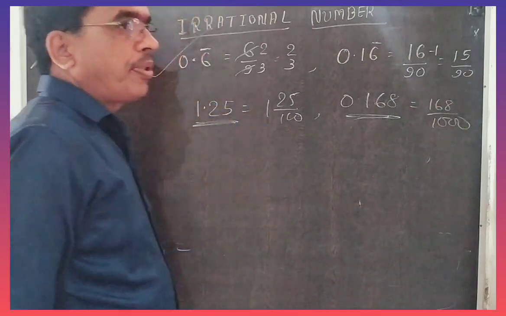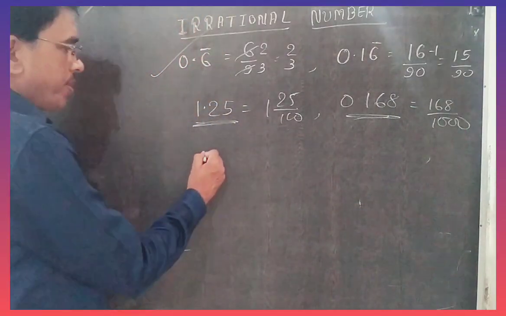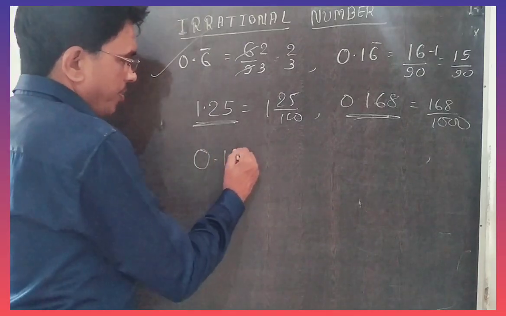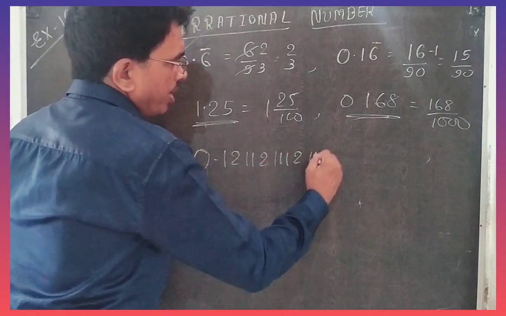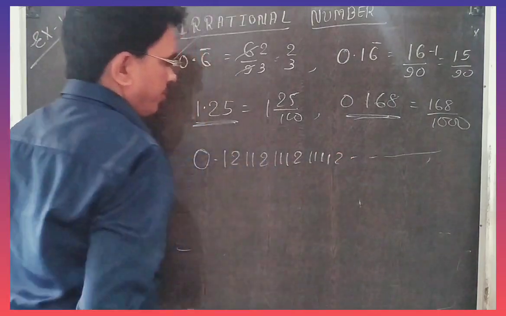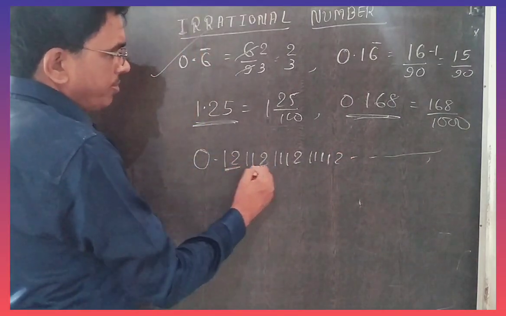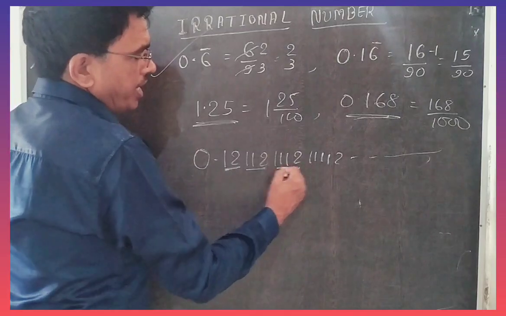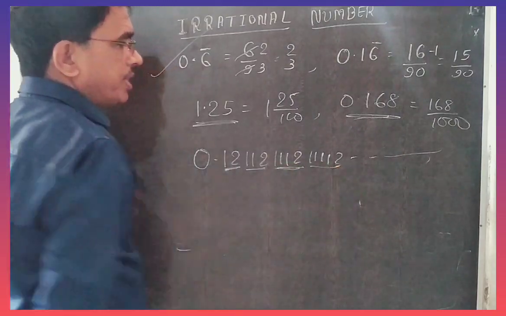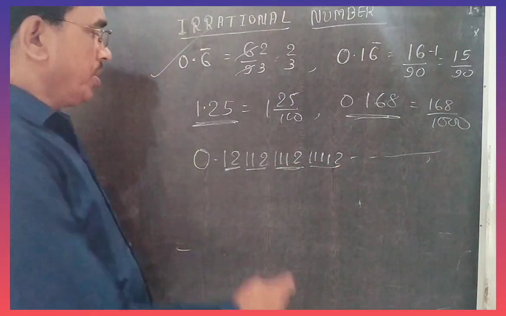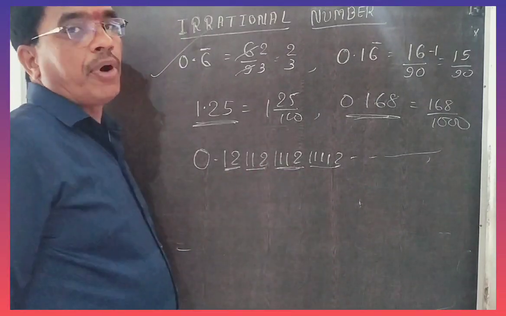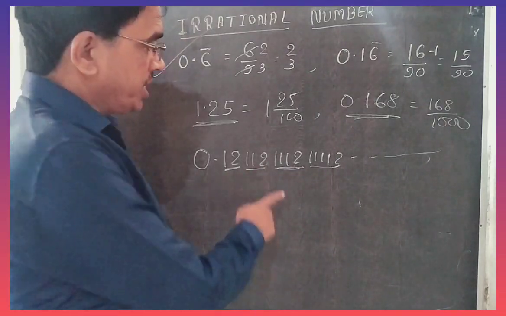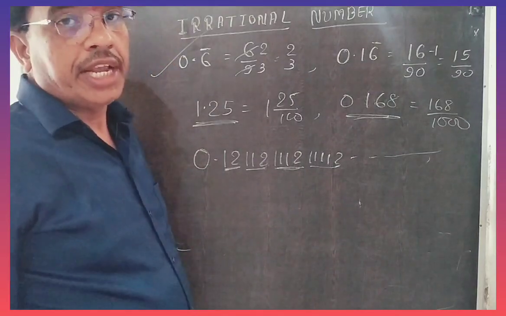We can express it in the form of p by q. But when your number is 0.12, 112, 1112, 11112, the same block of digits does not repeat, and we cannot express it in the form of p by q. So these types of numbers are called irrational numbers.